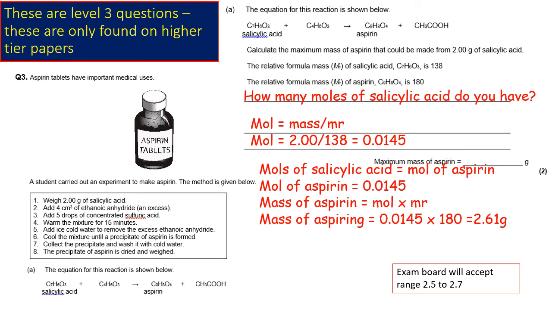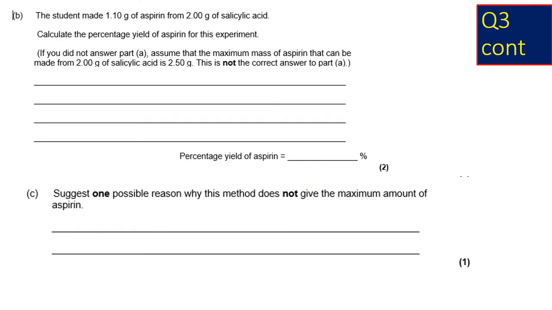The exam board will accept a range between 2.5 and 2.7, and that's largely due to rounding errors, so there is some tolerance there. We then have our next question, where the student only made 1.1 grams of aspirin from the 2 grams of salicylic acid. Calculate the percentage yield of aspirin for this experiment. So the student got 1.1. We know from our last question that it should be 2.61, so we divide and times by 100, and that gives us 42.15%. So percentage yield is basically what you got divided by what you should have got, times 100.